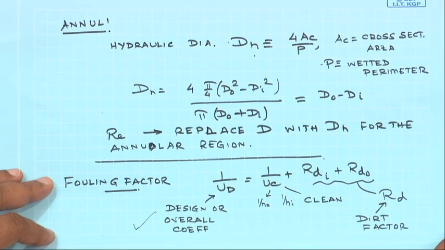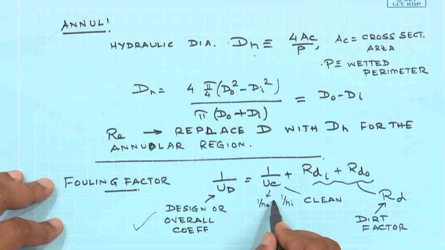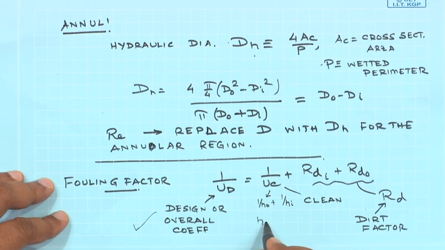And one more thing that we need to keep in mind is that the clean overall coefficient is simply 1 by H O plus 1 by H I, and the heat transfer coefficient on the outside is simply going to be, that's directly from geometry, H I times I D by O D.